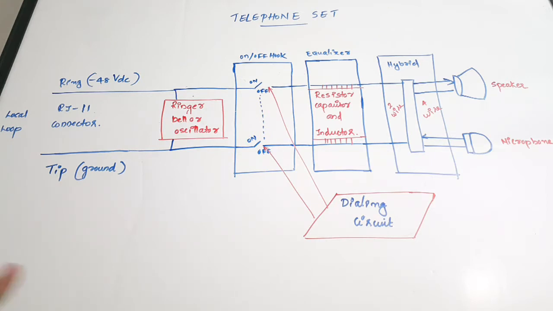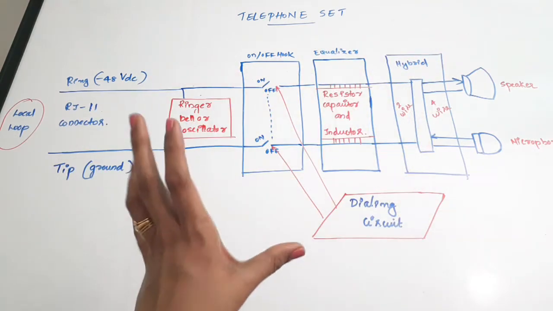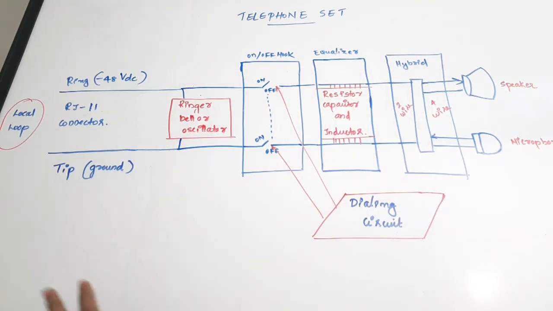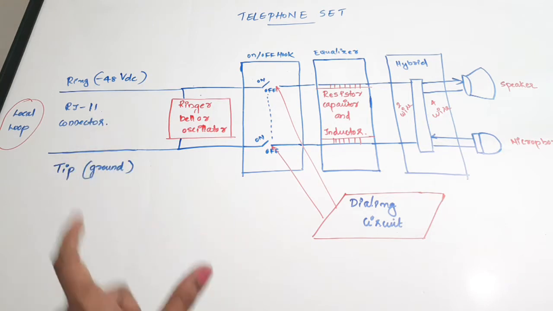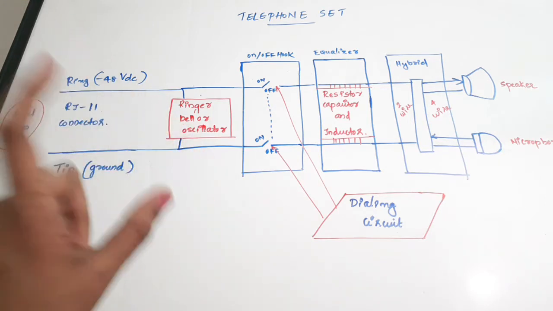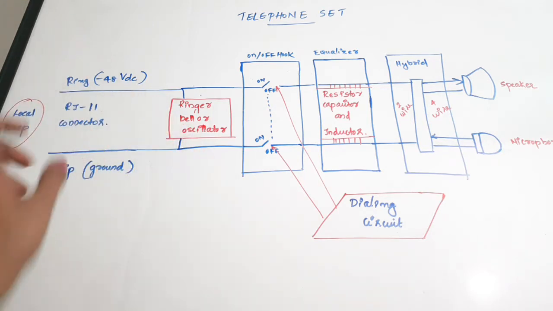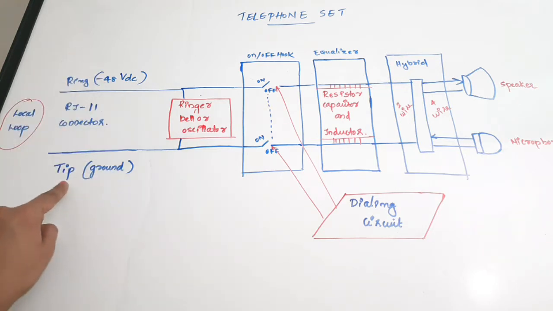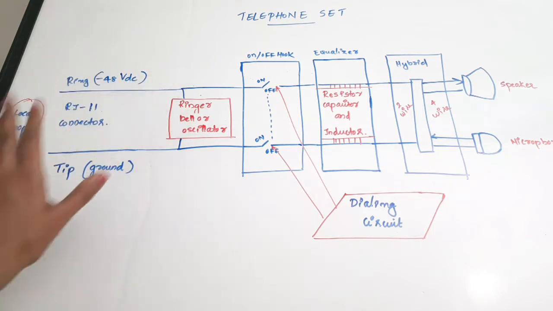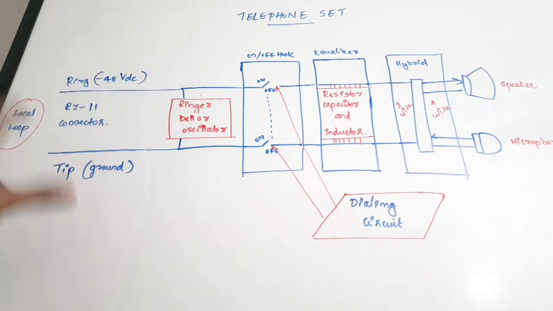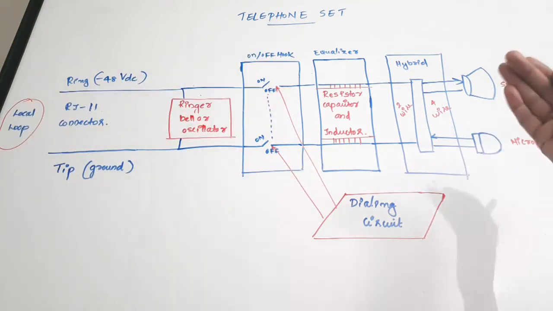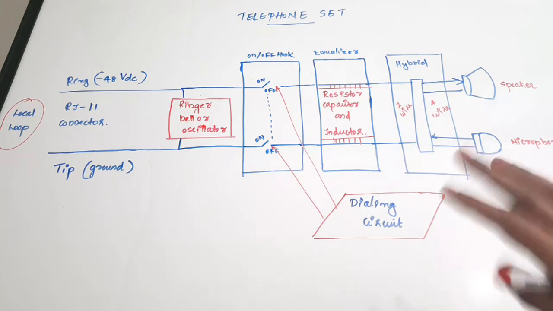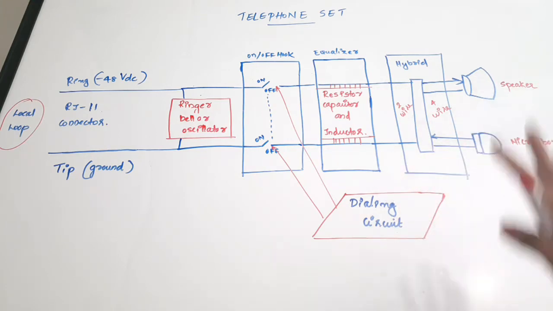Before seeing the various blocks present in a telephone set, the most important thing to note is that two wires are required to operate a telephone set. One wire is called ring and the other is called tip. On this side of the wire set, there is a local telephone office. With the help of this local telephone office, all the calls are received by this telephone set. On this side, you can see a speaker and a microphone, so the user will be on this side.